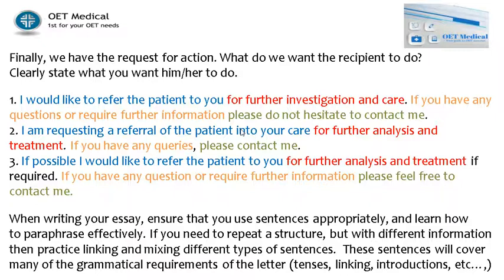Now, when writing your essays, ensure that you use sentence structures appropriately and learn how to paraphrase effectively. If you need to repeat a structure but with different information, practice linking and mixing different types of sentences. These sentences in this presentation will cover many of the grammatical requirements of the letter, including tenses, introduction, linking, verbs, etc.